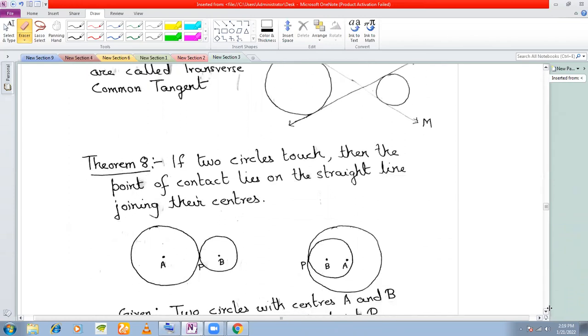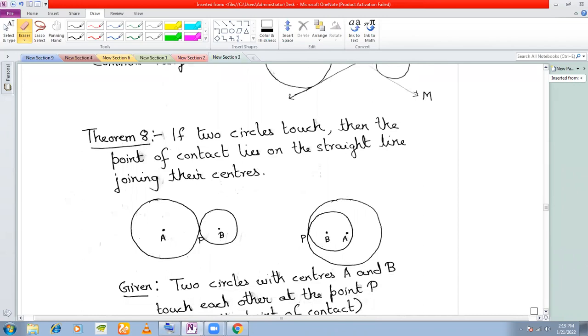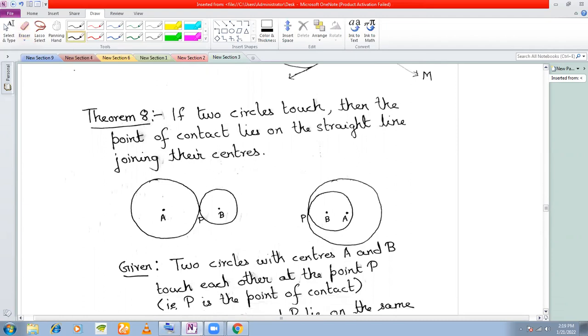The last theorem that I'm going to discuss for today is this. If two circles touch each other, then the point of contact lies on the straight line joining the centers. Now, what does this mean? Given here, in the first figure, I have two circles that touch each other externally, in which P is the point of contact, and this is internal touching, in which again P is the point of contact.